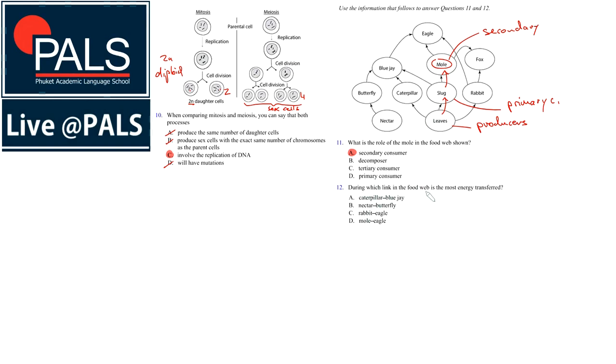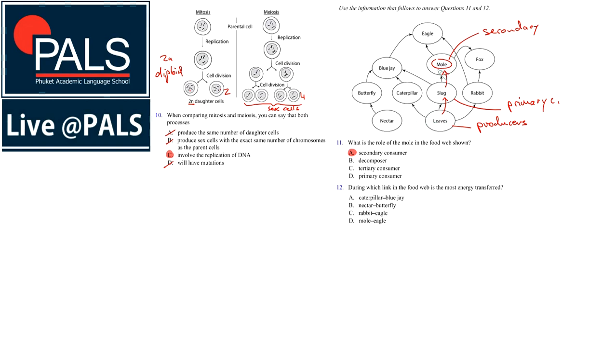During which link in the food web is the most energy transferred? So this is something that we need to know about food webs and food chains. Every organism needs energy to stay alive, for metabolism and so on. So whenever an organism eats something, it will use a lot of this energy up, and in the end, this energy will end up as heat and will be lost to the surroundings. So the largest transfer of energy that we have is always from the producer level to the primary consumer level.